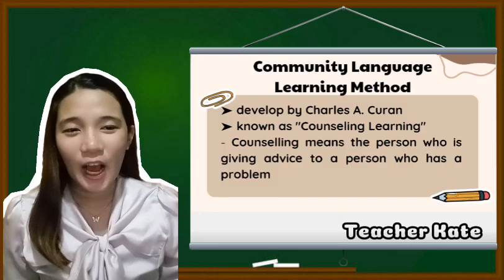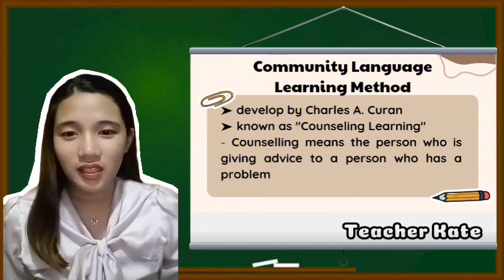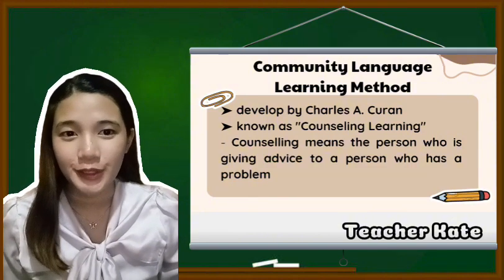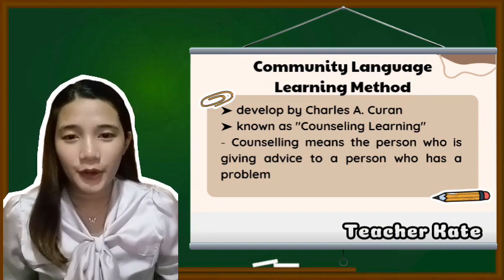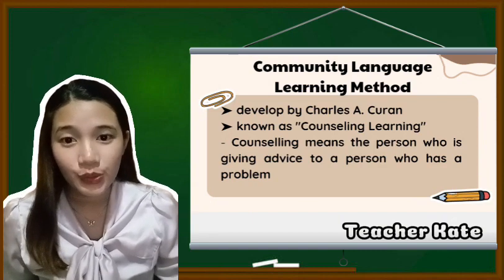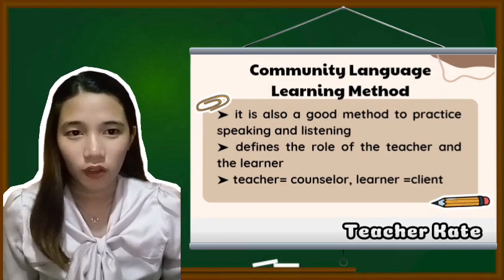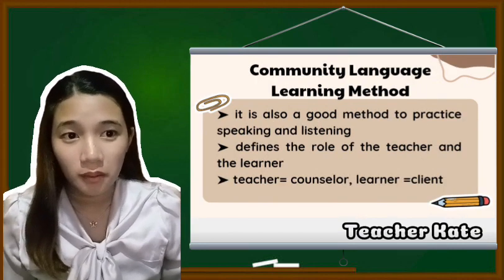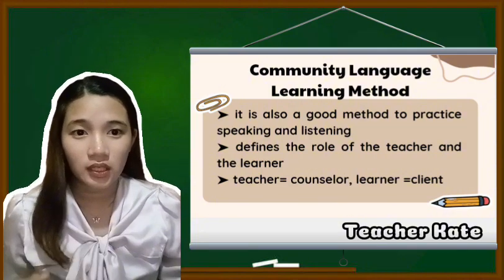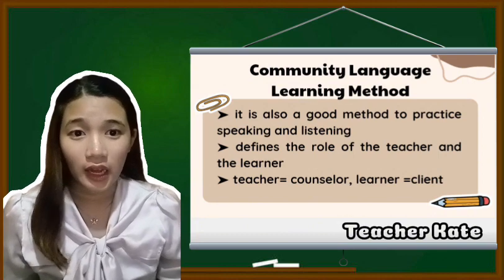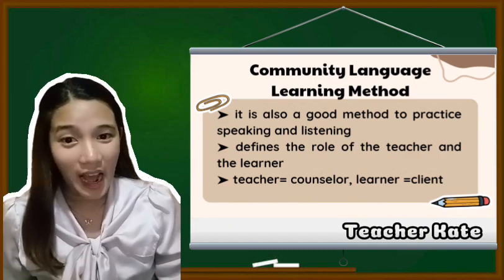So, the community language learning method was developed by Charles A. Curran. It is also known as counseling learning. The word counseling means the person who is giving advice to a person who has a problem. Community language learning is also a good method to practice listening and speaking skills. It defines the role of the teacher and the learner: the teacher as a counselor and the learner as a client.